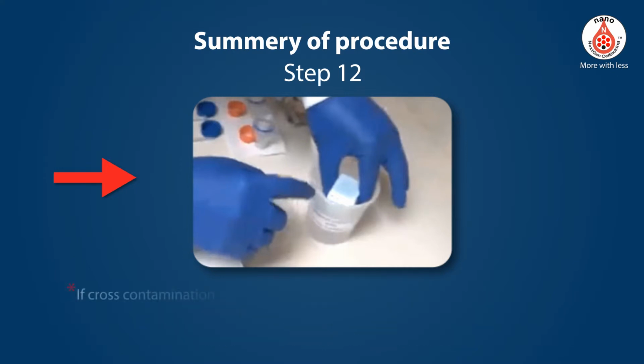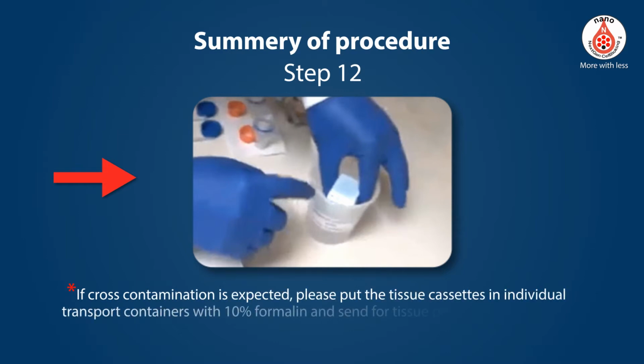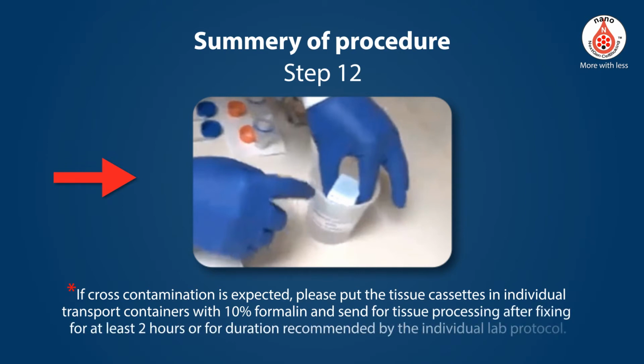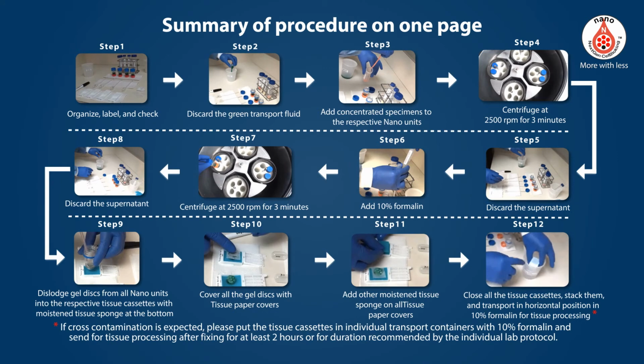If cross-contamination is expected, please put the tissue cassettes in individual transport containers, with 10% formalin, and send for tissue processing after fixing for at least 2 hours, or for the duration recommended by the individual lab protocol. Summary of procedure on one page.